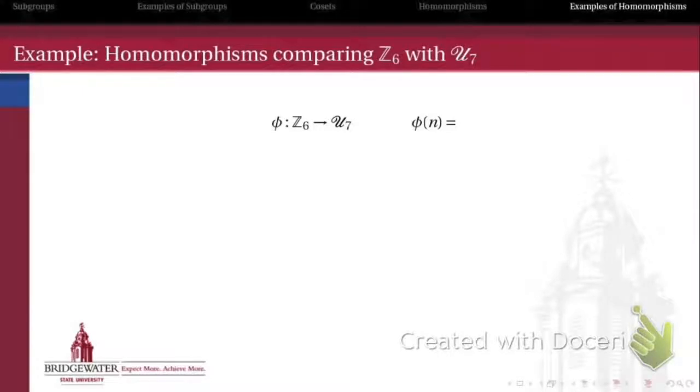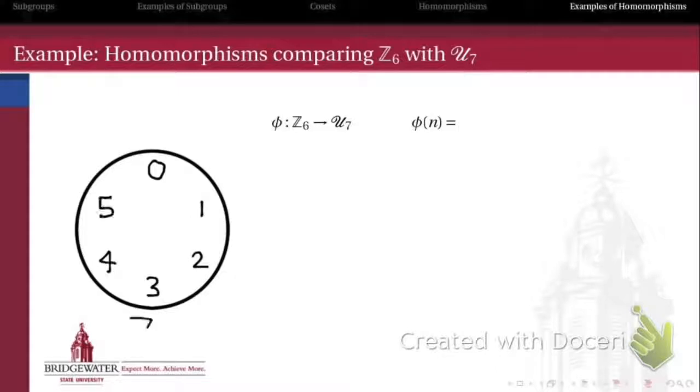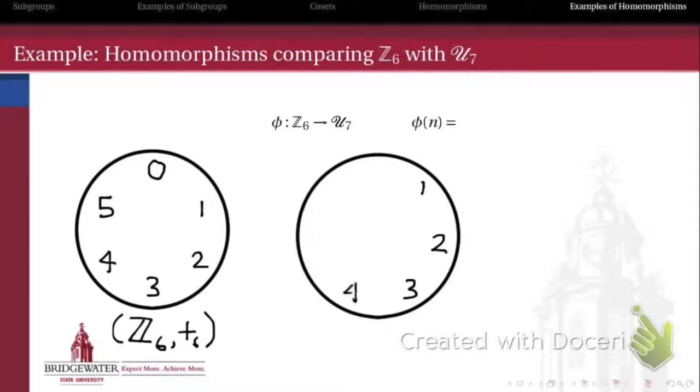So let's look at some examples. Here's a homomorphism that connects the group Z6, the additive group of integers modulo 6, with U7, the multiplicative group of units modulo 7. So those groups again, Z6 consists of the residues 0 through 5, and the group of units modulo 7 consists of the residues 1, 2, 3, 4, 5, and 6.